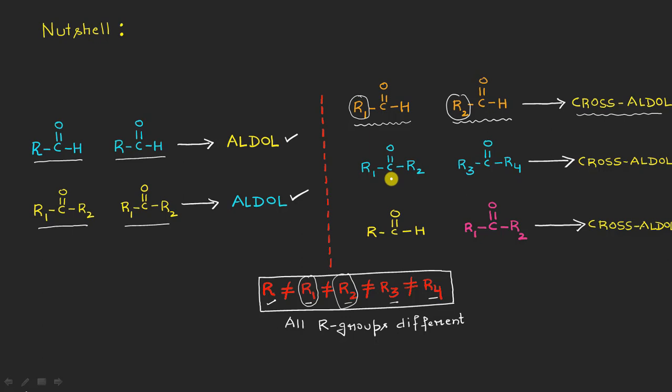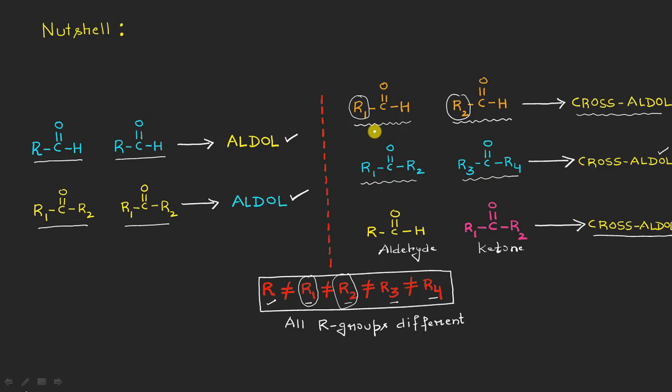In the same way, as far as the ketones are concerned, you can see that this ketone and this ketone are also different. So this will also give the cross-aldol type of reaction, not only between different aldehydes or different ketones, but also between an aldehyde and a ketone, which you can see here. This is a molecule of aldehyde, right? And this is a molecule of ketone. So this will also give a cross-aldol type of reaction, right?